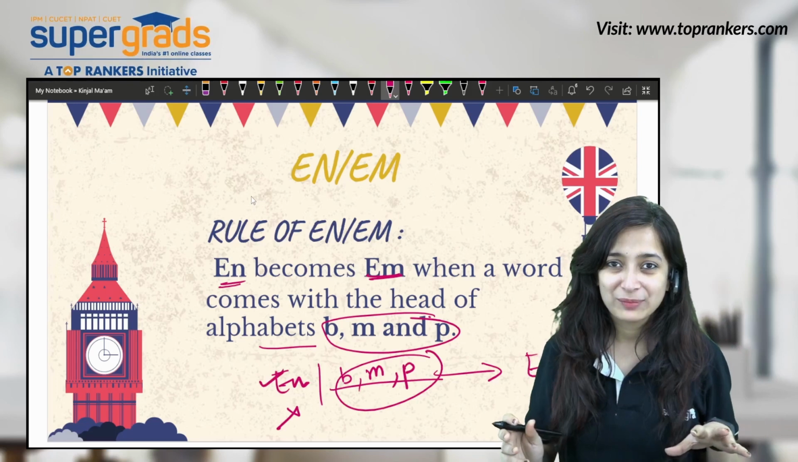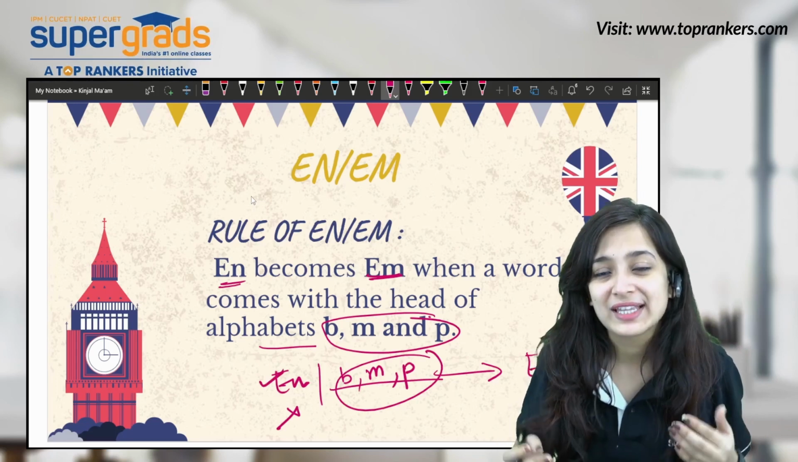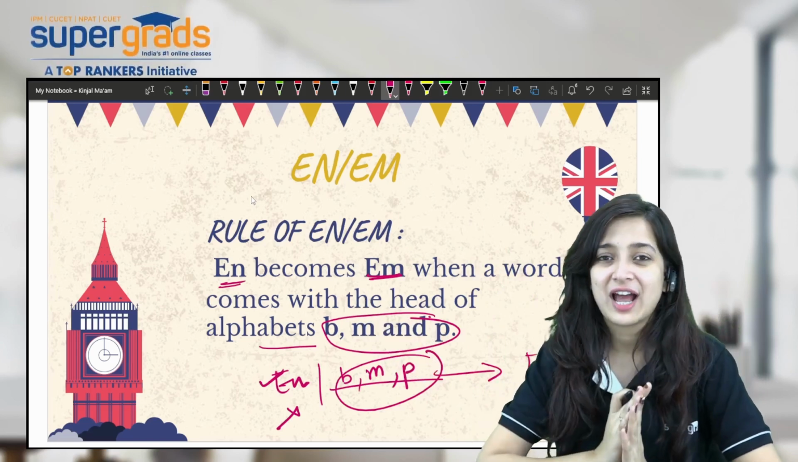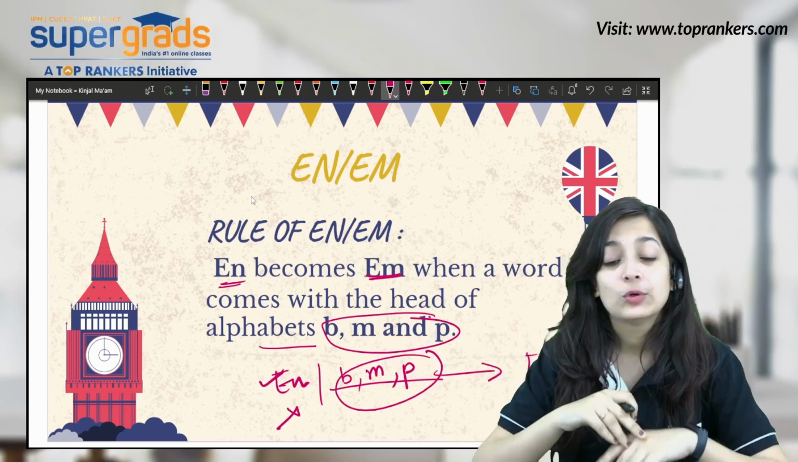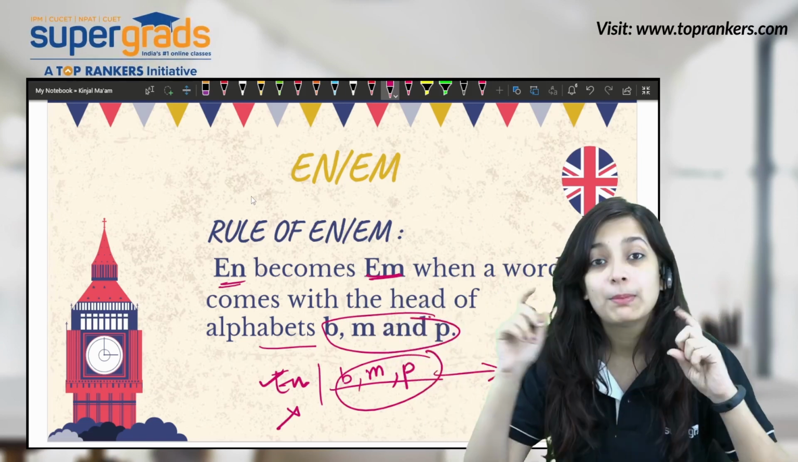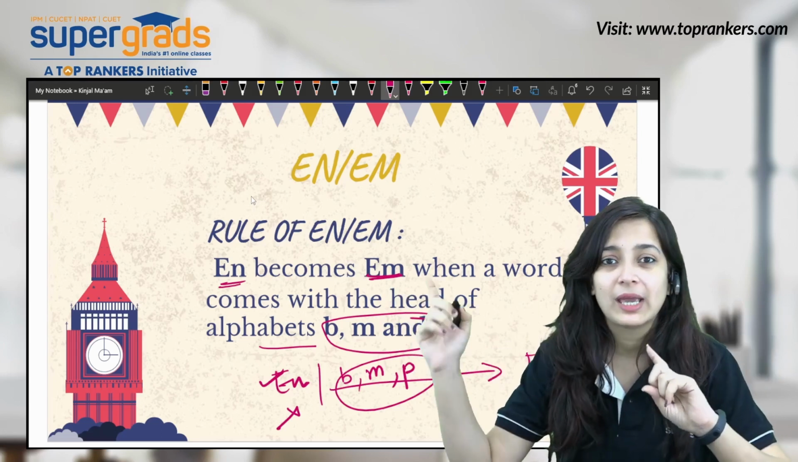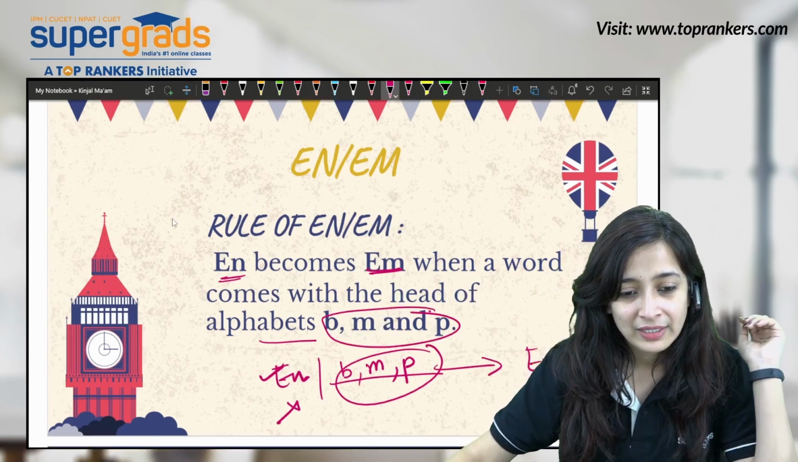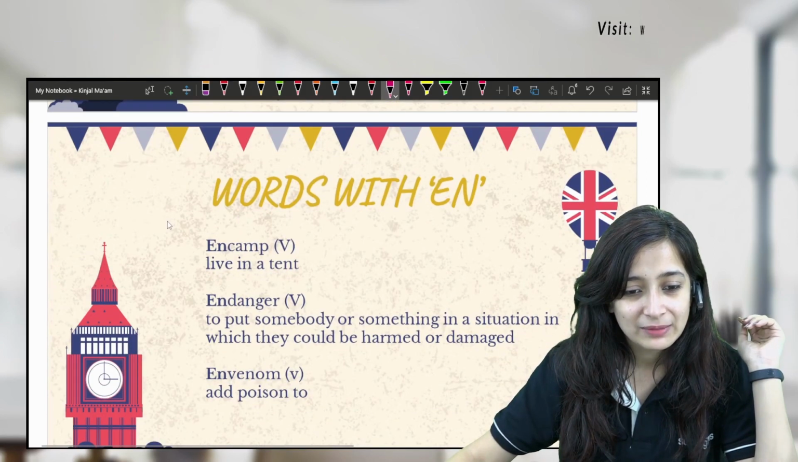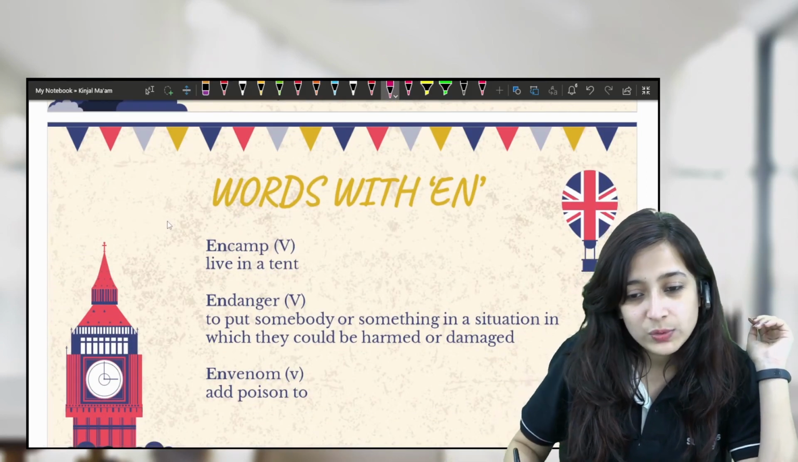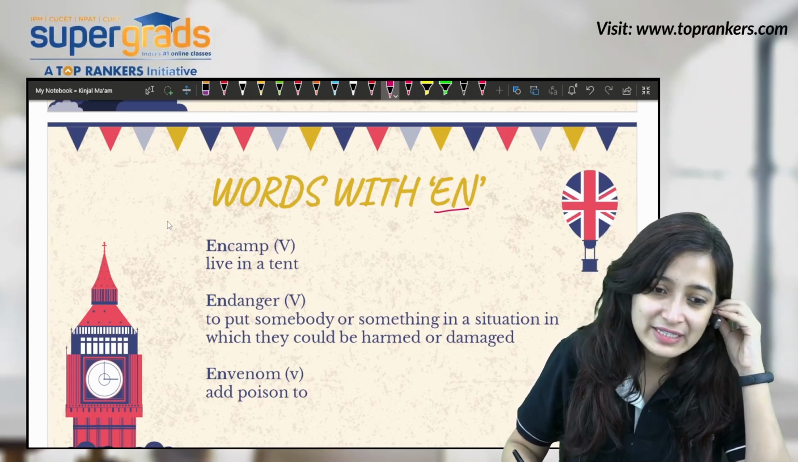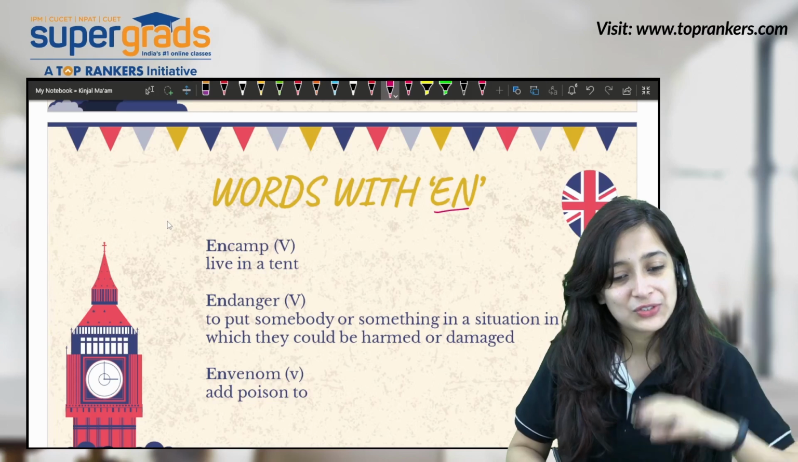I hope I have made it very clear. So the rule says that if the head of the word, the latter part of the word, starts with B, M, or P, then you are supposed to use em. But if it is not starting with B, M, or P, then you can continue using en. Let's see the next set of words here. Words with en. So here are a few words that you can understand in detail. So encamp is the first word.